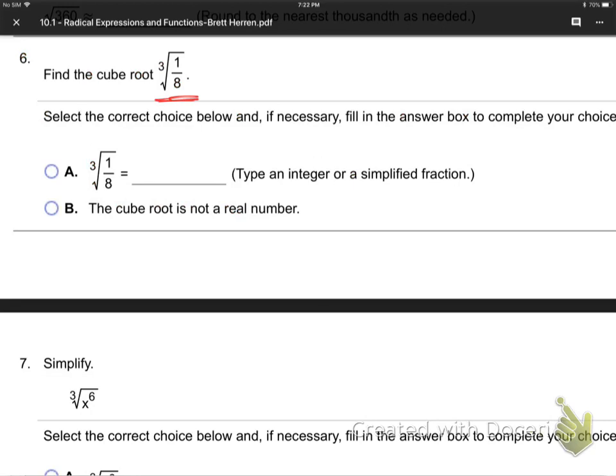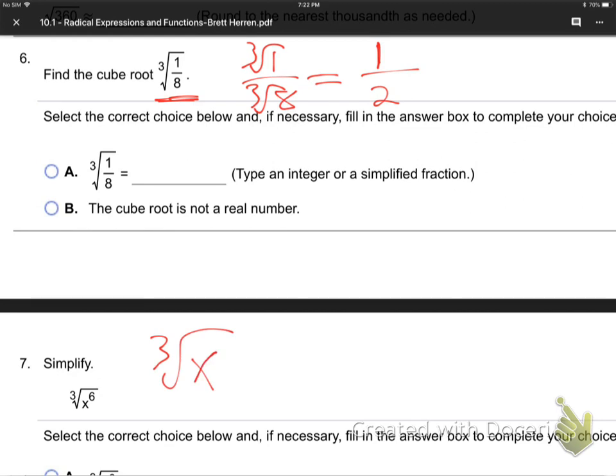So now, when you've got a fraction, you just do the top and the bottom separately. So the cube root of 1, what times itself 3 times is 1? Just 1, right? 1 times 1 times 1, as many times as you want, is 1. And oh yeah, you're saying the whole answer is 1/2. You're totally right. The bottom's 2, right? Good. How about the next one?